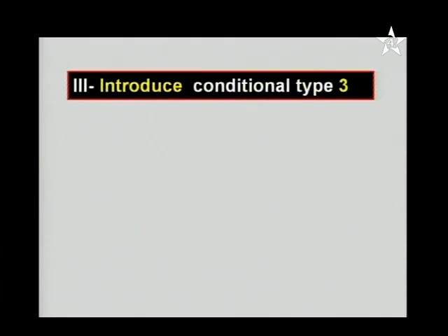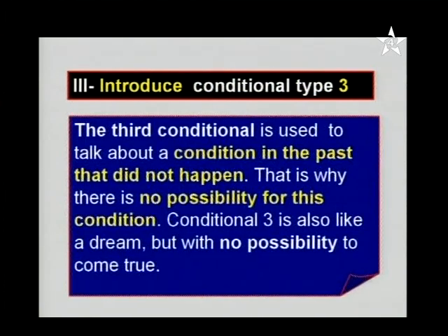Now, the focus here is on conditional type 3. What is conditional type 3 in the first place? The third conditional is used to talk about a condition in the past. Remember, we talked about conditions in the future with conditional type 1 and conditional type 2, but here we are speaking about a condition in the past that didn't happen. That's why there is no possibility for this condition. Conditional 3 is also like a dream, but this time with no possibility to come true.